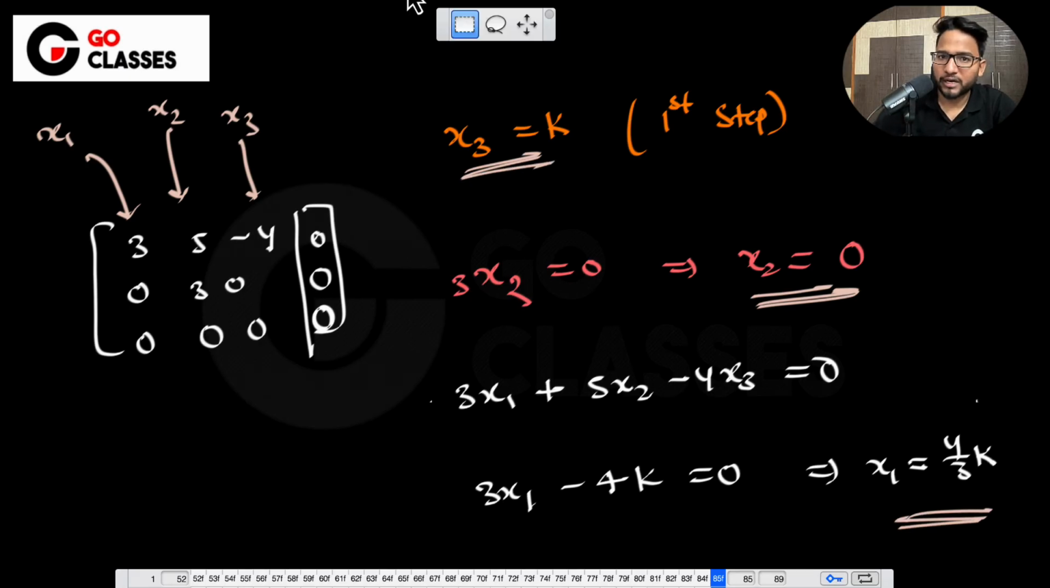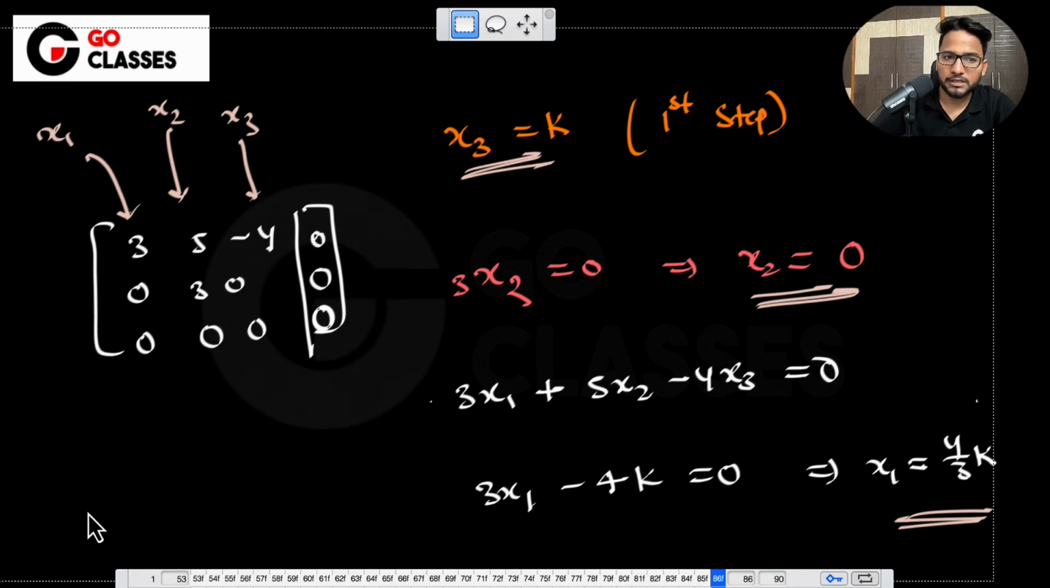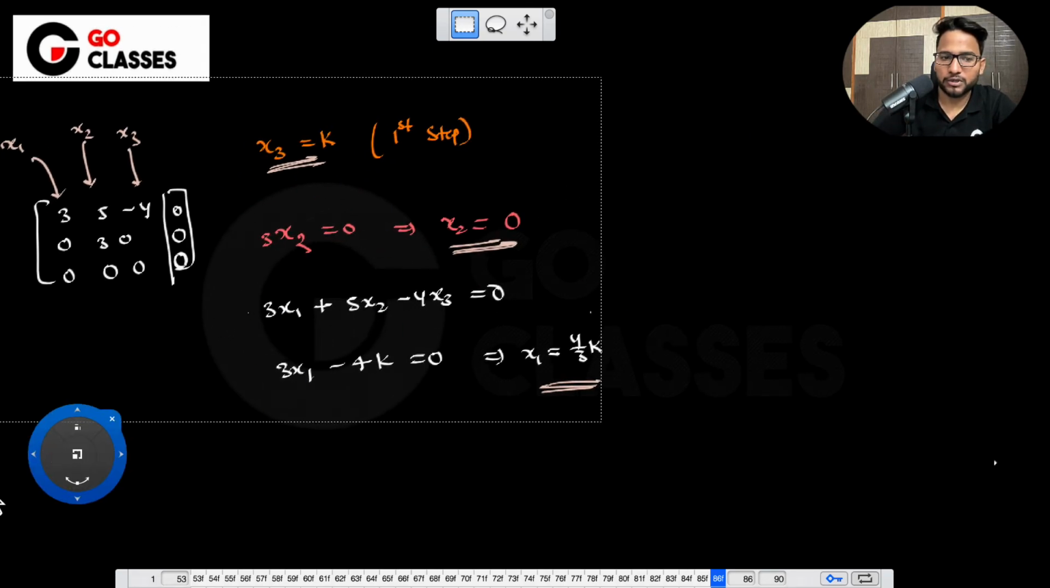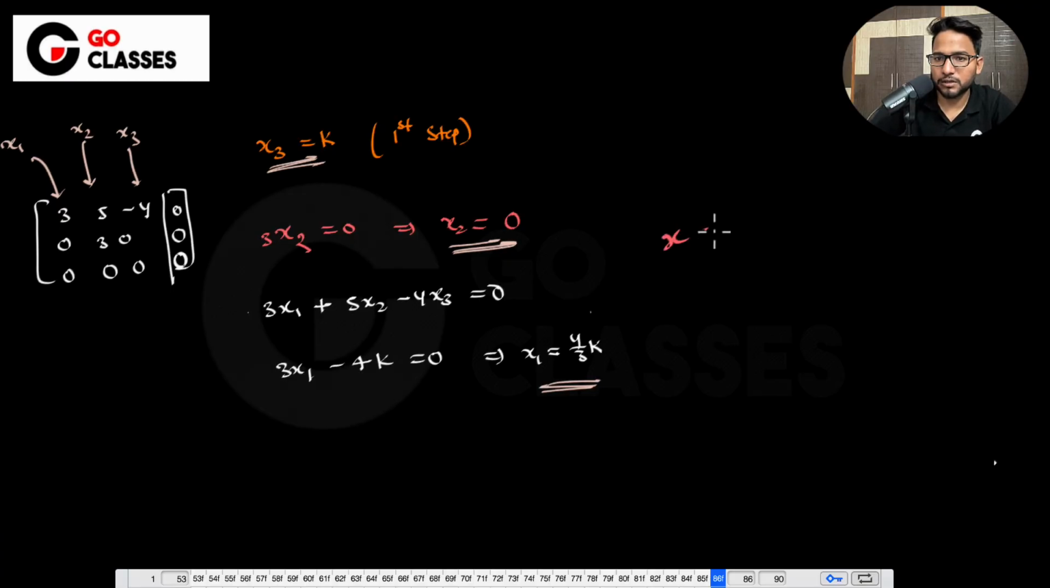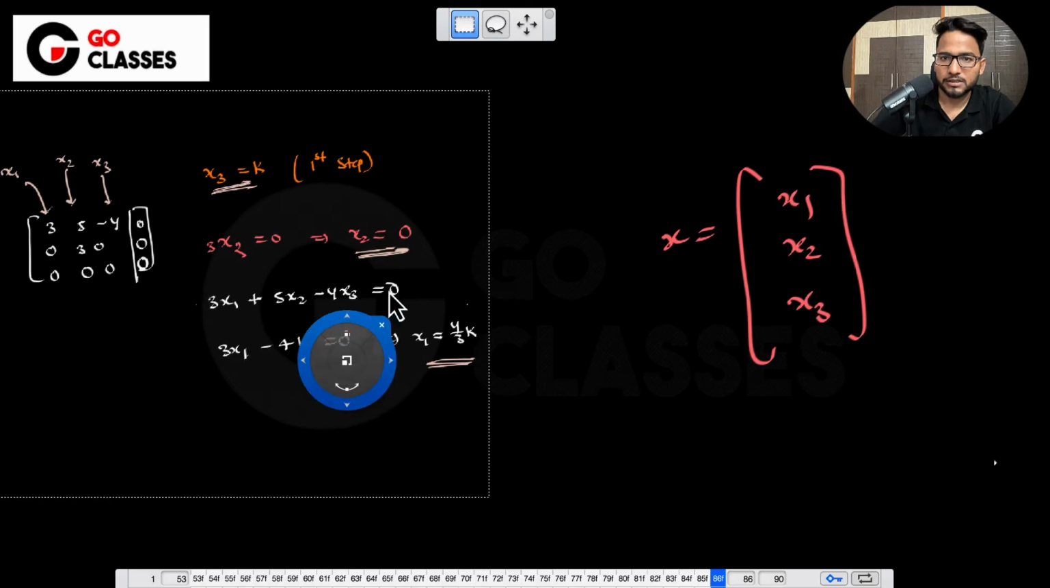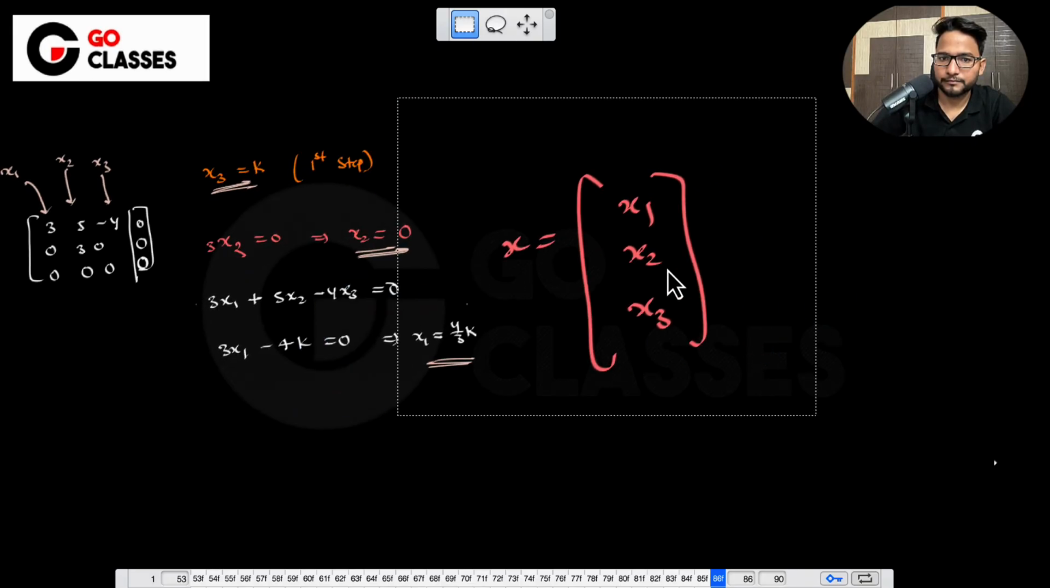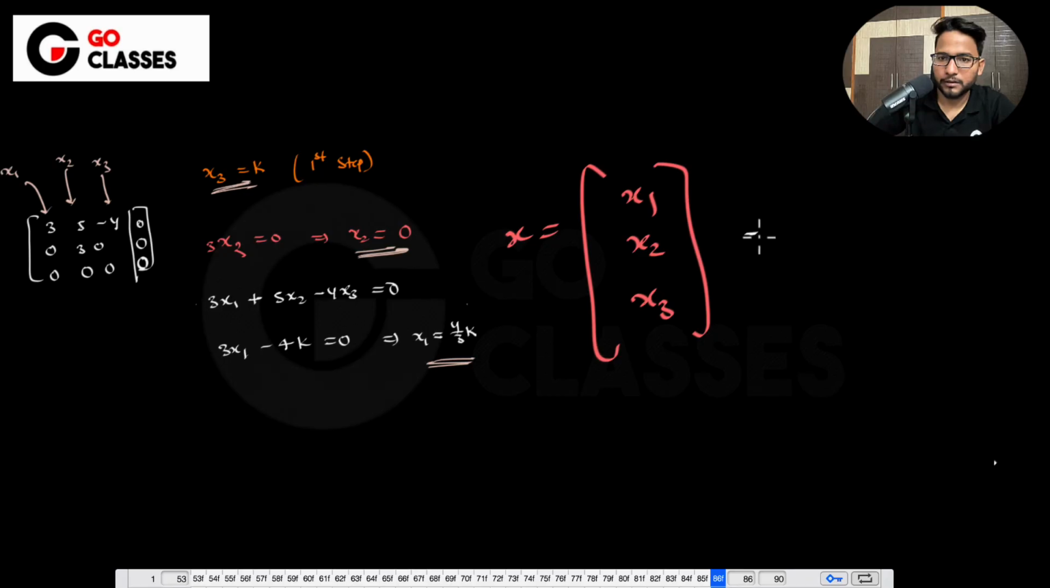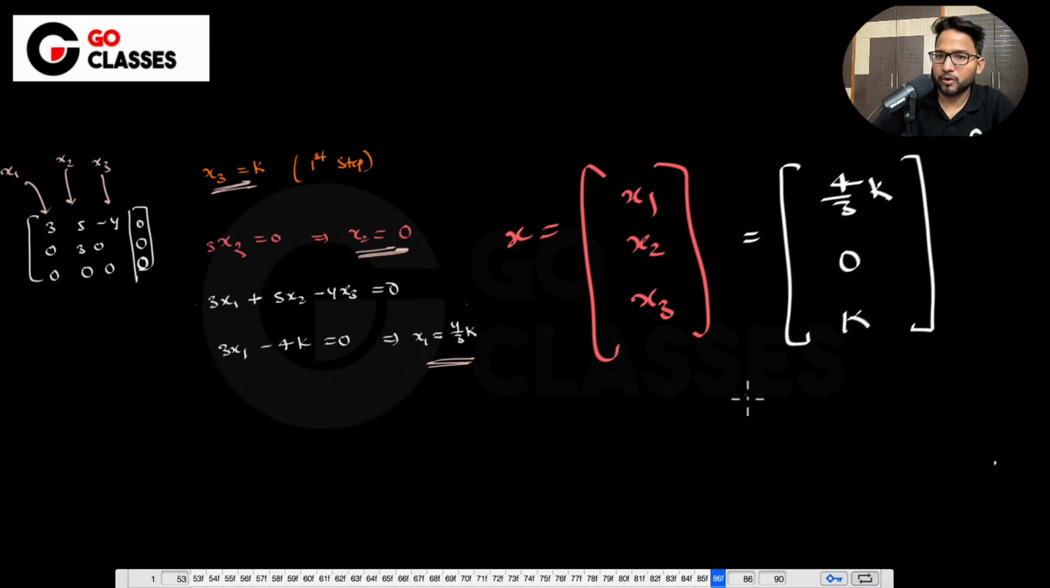Now let me write the vector x. Let me just tell you how to write the vector x. The vector x, the final solution, will be just x1, x2, x3. And in this case, let me further minimize it. In this case, x1 is 4 by 3k, x2 is 0, x3 is k, right? So this is the final solution you have got.